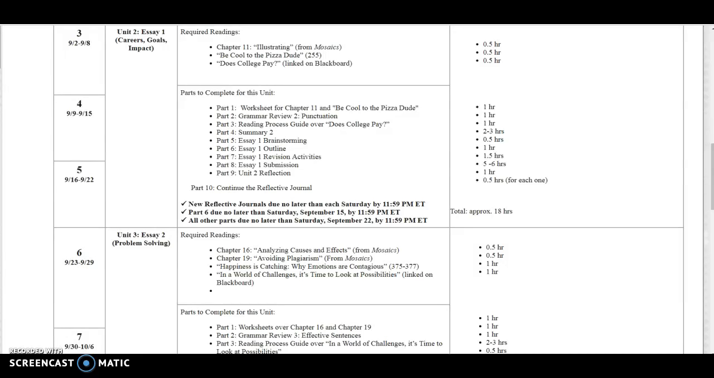So just to talk about a couple of these sequences here, my goal with each assignment or each unit is to link it all together through some sort of theme so that the reading really does play into the writing. For example, right here, unit number 2, which features essay 1, and the theme is careers, goals, and impact. In another video, I talked about the assignment for this unit, and it's a career goals essay where students write about what their ideal job is, what they're coming to college for, and then explain what they hope to do with that job in the future.